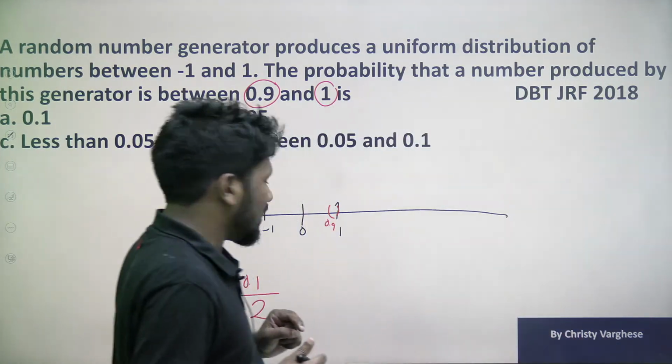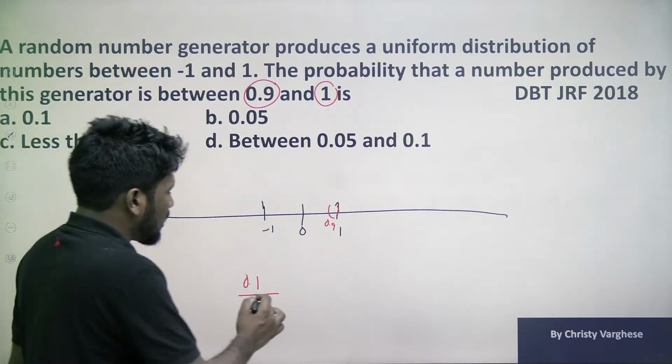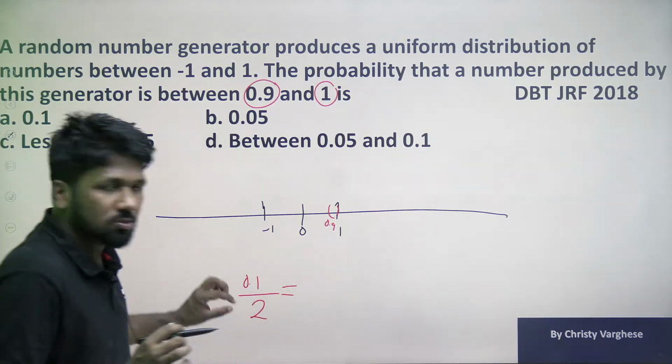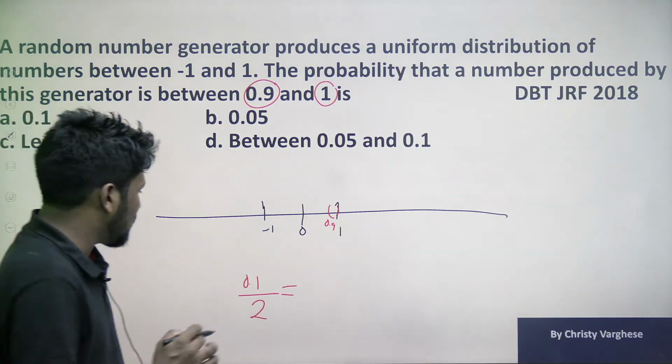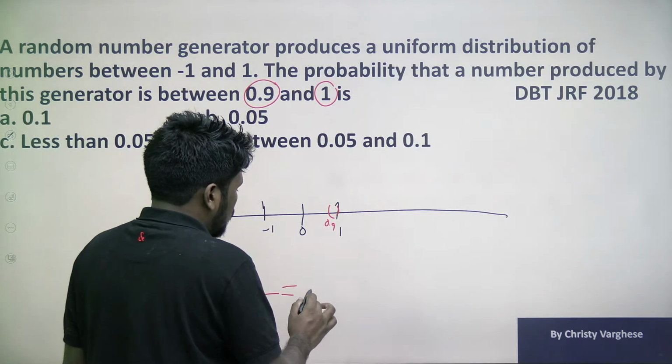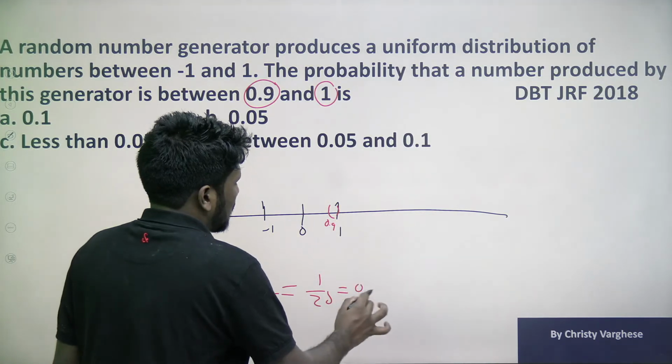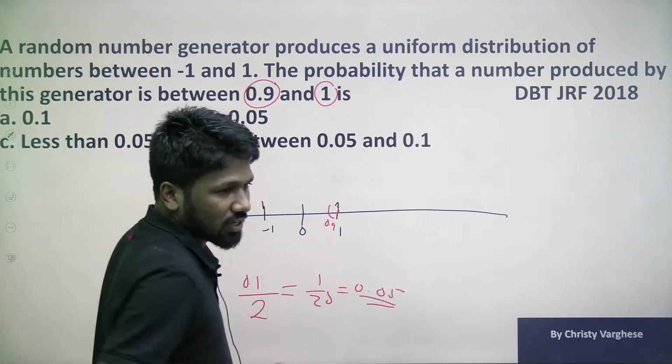Are you all understanding this? 0.1 by 2 will be the required probability, because probability is the required number divided by the total number. So 0.1 divided by 2 will be the answer. 0.1 by 2 means 1 by 20. 1 by 20 means 0.05. How many of you understood it?